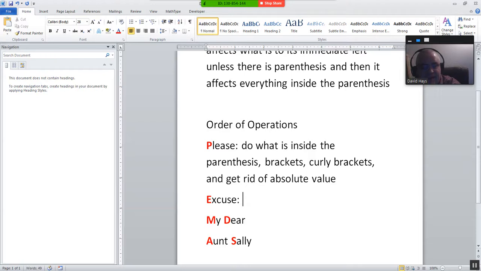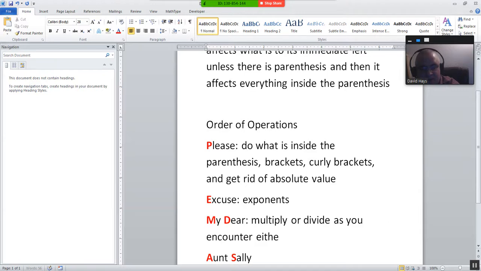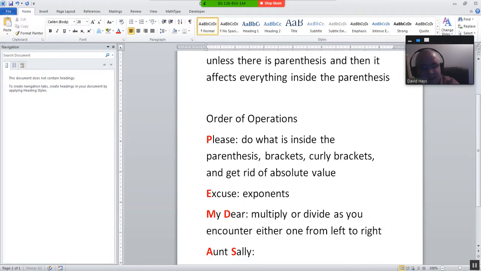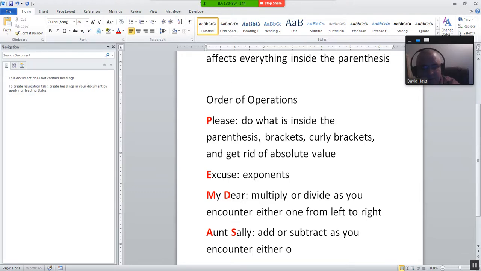The E is for exponents, so we do exponents next. My dear, that's multiply or divide as you encounter either one from left to right. Aunt Sally, we're going to add or subtract as you encounter either one from left to right.